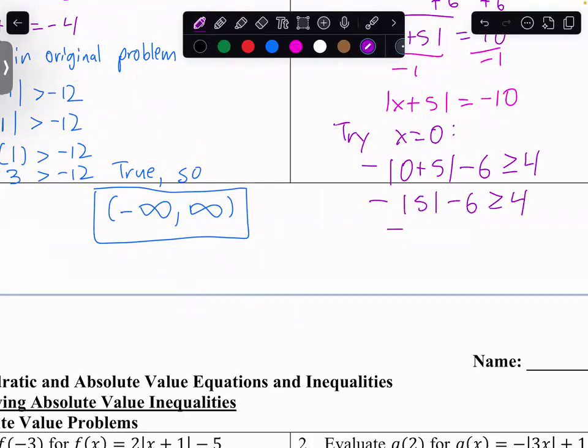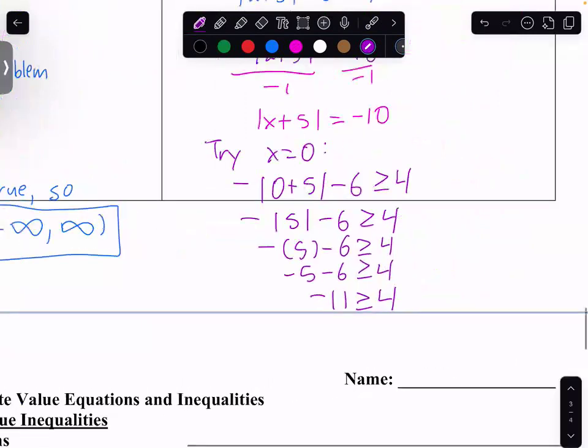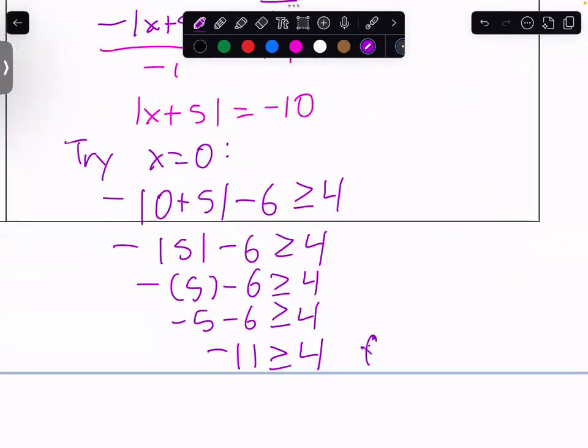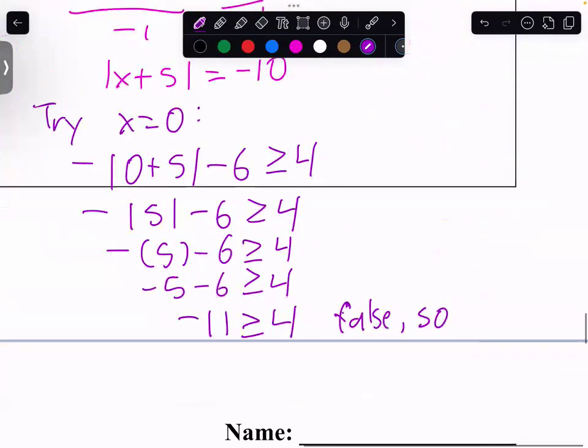Absolute value of 5 is still 5. You stick on the negative sign from the outside to make it -5. -5 minus 6 is -11. Okay, and this is a false statement, right? -11 is not greater than +4. So if the number you try doesn't work, that means there is no solution.